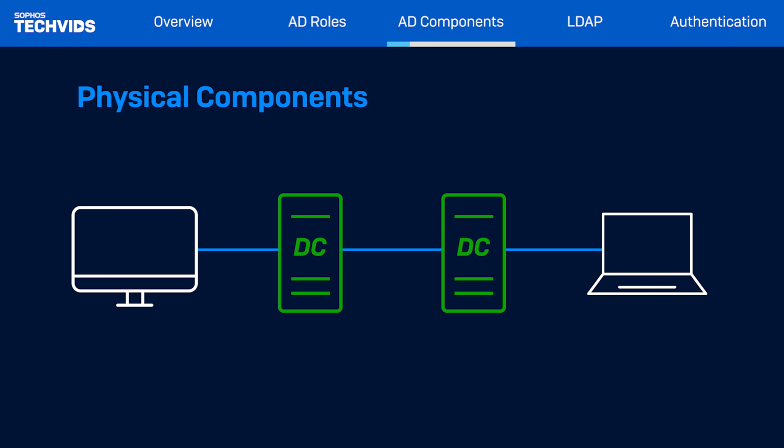DCs replicate their data to other DCs so that the same information can be referenced from anywhere across the domain. This ensures the same level of access is retained per user regardless of what system they use, whether it be on-site or remote. A read-only domain controller, or RODC, functions very similarly to a DC.